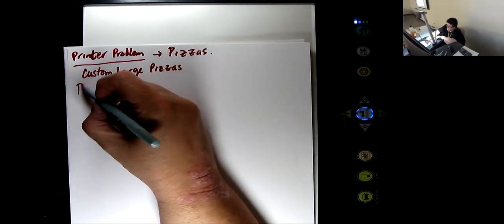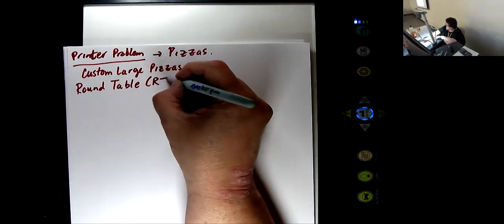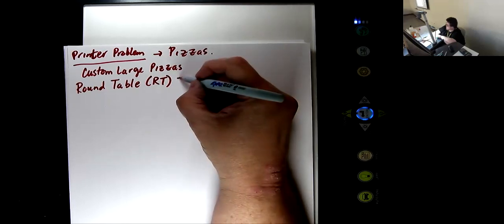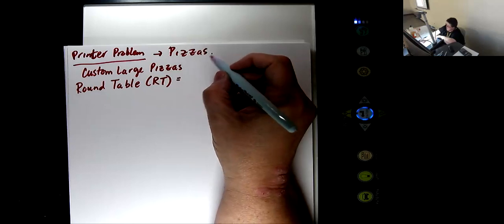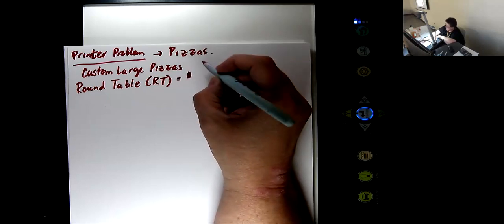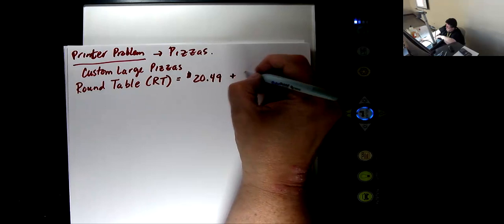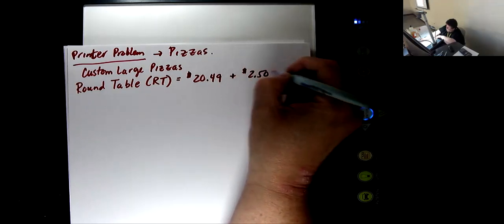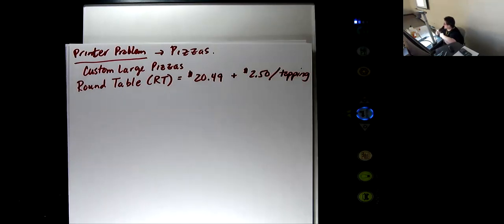At Round Table, which I will abbreviate RT. This was current as of July. So I imagine it's still the same price, but it might have changed because it's been a couple months and you never know, the market's crazy. $20.49 plus $2.50 a topping. One of these listed it flat out this way with no toppings, and then the other one showed it starting off at one topping, and so I had to adjust the price to make it safe, right?